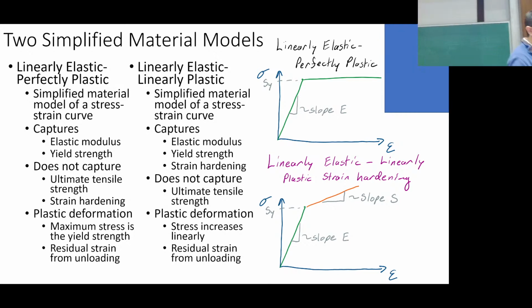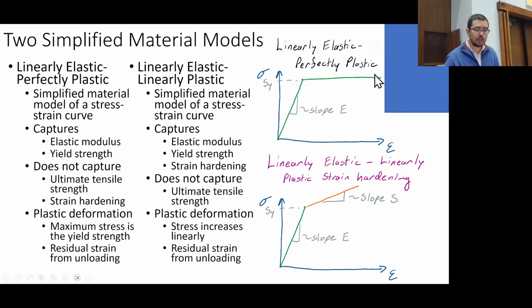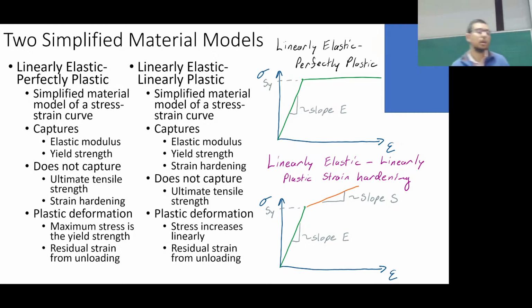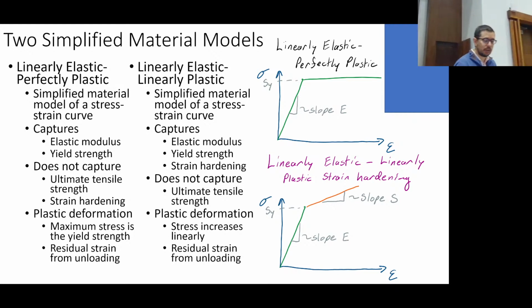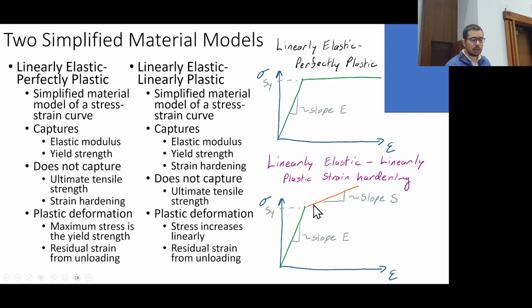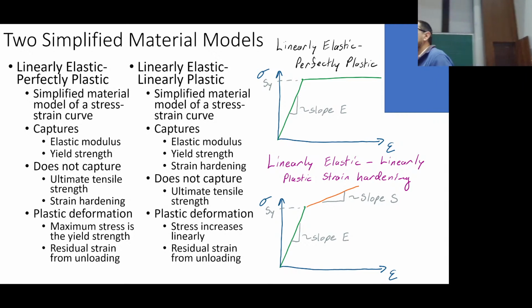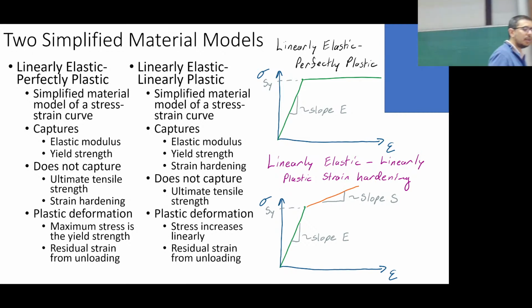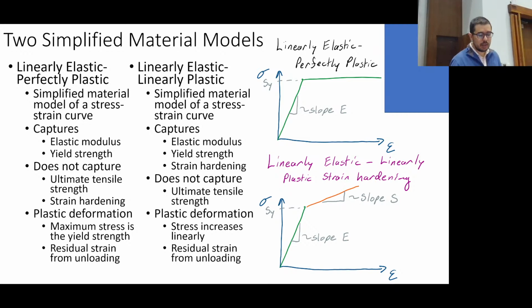Both of these models, I may not have said this, typically have an X that marks fracture. So when that curve ends, that's it. You're done, in terms of the material has failed in a catastrophic or breaking type way. Now, the slope in the strain hardening region, or the linearly plastic region, is going to be less than the elastic modulus. We'll give it a slope called S.